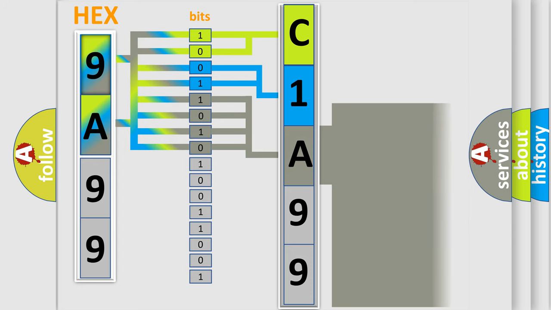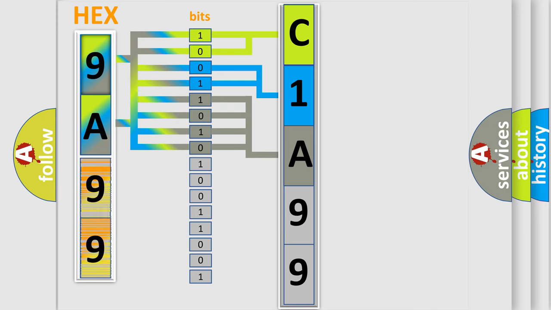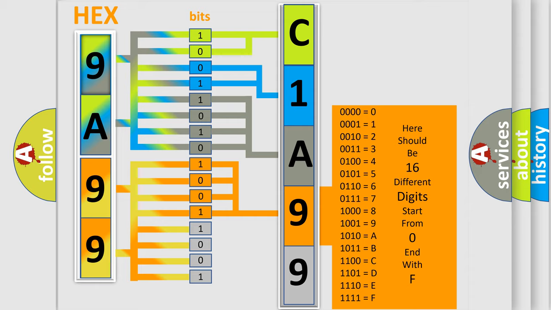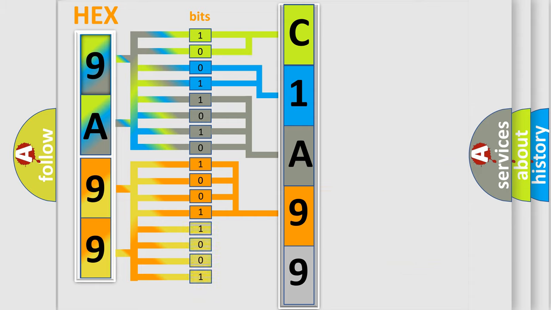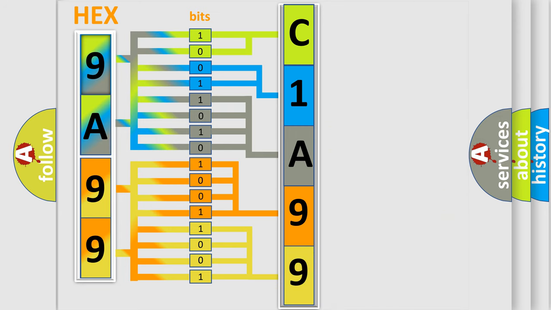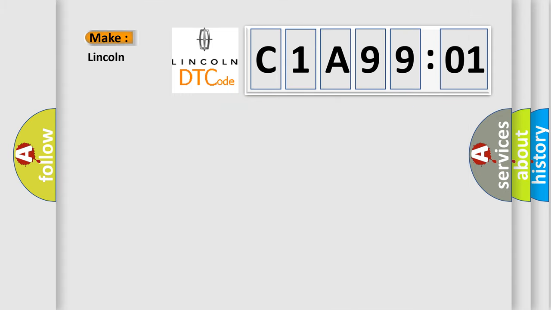The second byte is composed of a combination of 8 bits. The first 4 bits determine the fourth character of the code, and the combination of the last 4 bits defines the fifth character. A single byte conceals 256 possible combinations. We now know in what way the diagnostic tool translates the received information into a more comprehensible format. The number itself does not make sense to us if we cannot assign information to what it actually expresses. So, what does the diagnostic trouble code C1A99-01 interpret specifically for Lincoln car manufacturers?